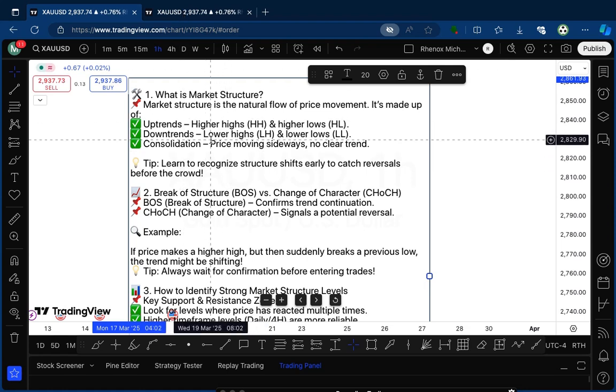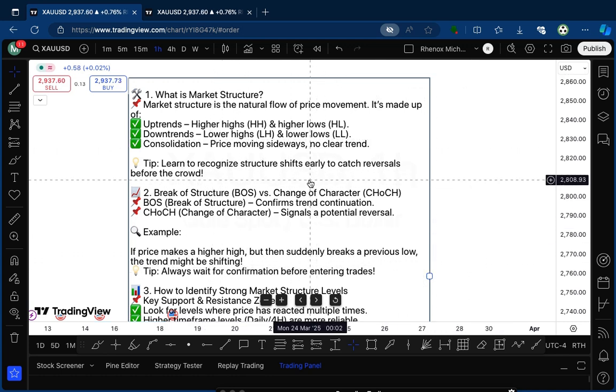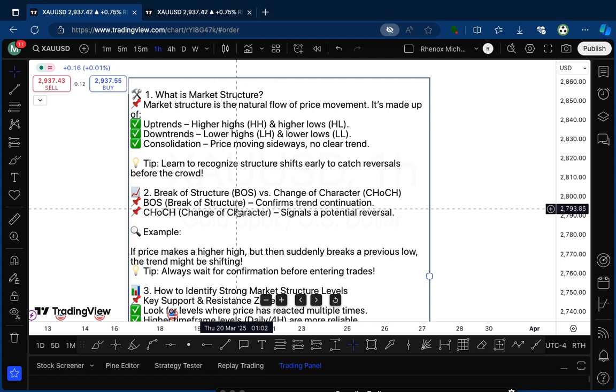Alright, most traders get caught up in indicators, but the real key to success lies in understanding market structure. Today, I'll break down how to read price action like a pro so you can predict price movements before they happen. So let's dive in.